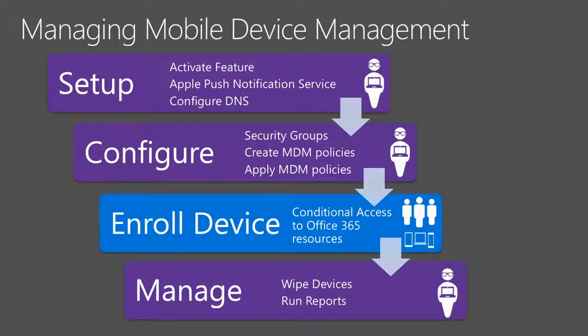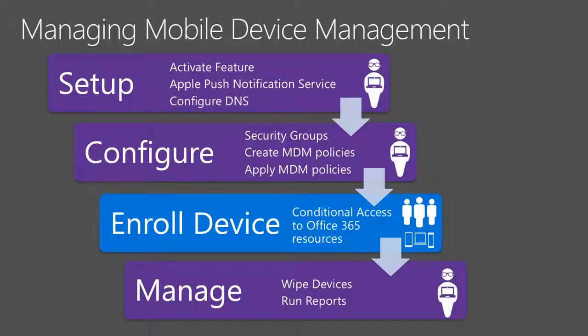All right. The four steps to working with MDM for Office 365. First one is setup. There are a few one-time setup steps you need to take. Actually, the Apple push notification thing is a once-a-year thing as well, but I'll explain that. So you set it up effectively once. Then you go into configuration. You might need to set up some security groups, or you will already have them in your organisation. You can create some MDM policies and apply them to the groups. That's great. You only have to do that occasionally.